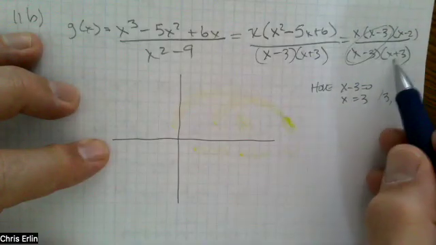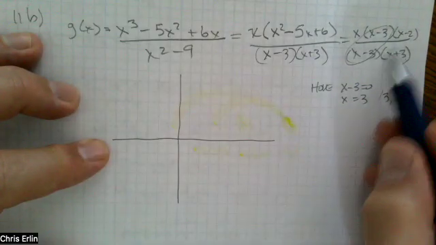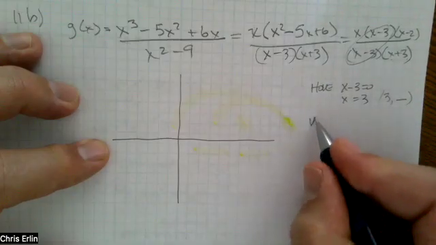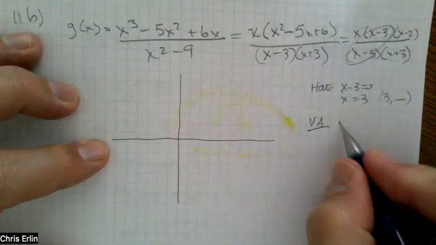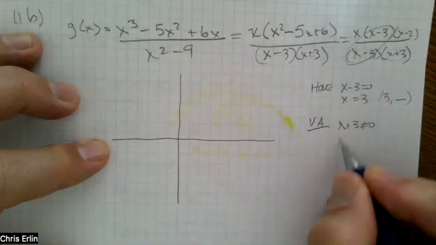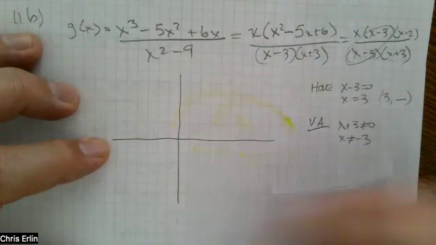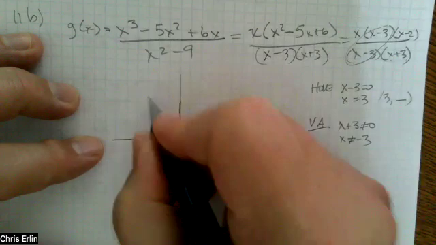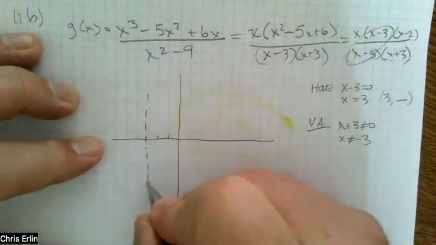I also see that my denominator x plus 3 is going to be a problem if this ever equals 0. So that's going to give me something called a vertical asymptote. I know that x plus 3 cannot equal 0, so x cannot equal negative 3. So 1, 2, 3. I'm going to give myself a vertical asymptote there.